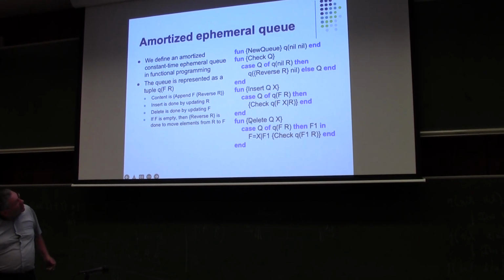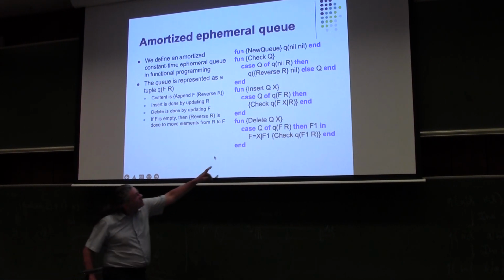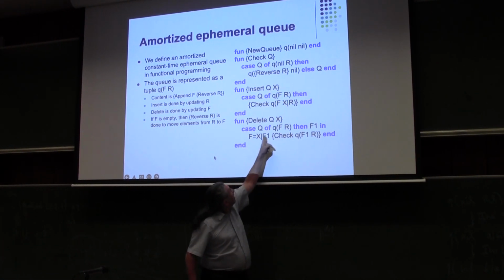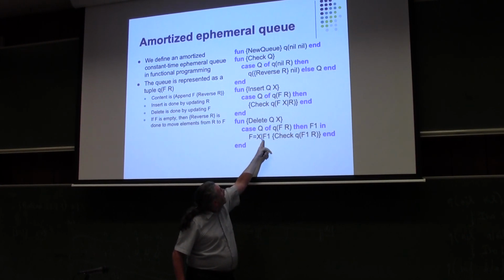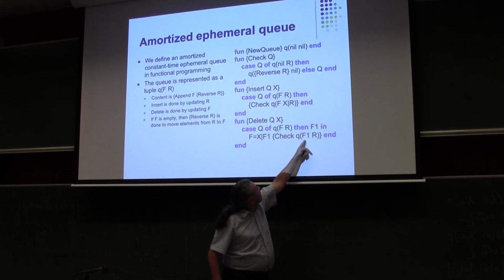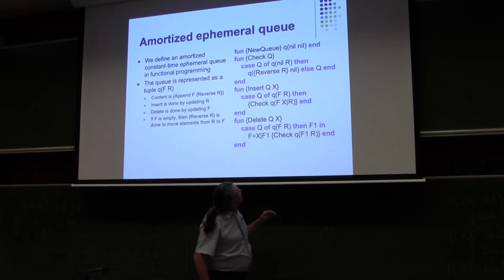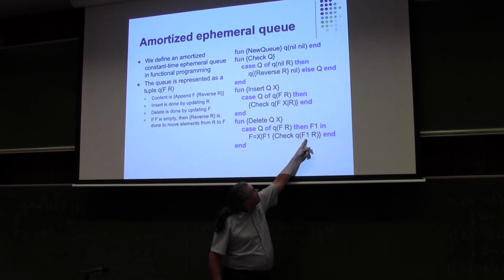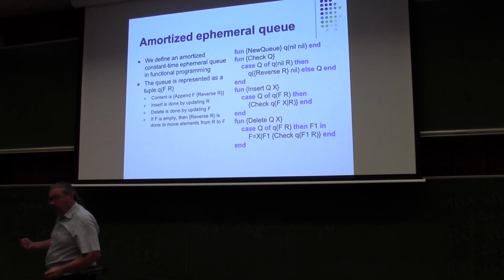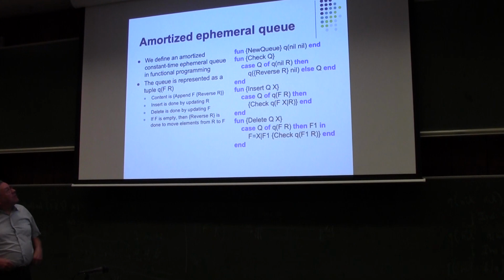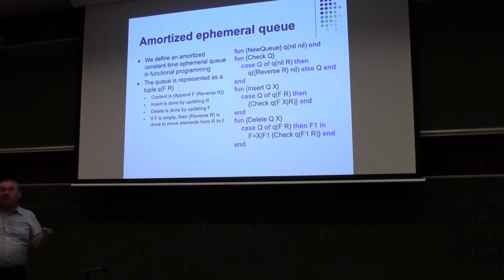And the delete here, notice that how it works is you basically remove x from the f, and then it has f1. So basically, the check will guarantee that if the f is empty, you move the r into there, so that when you do a delete, you will not have a problem, okay?